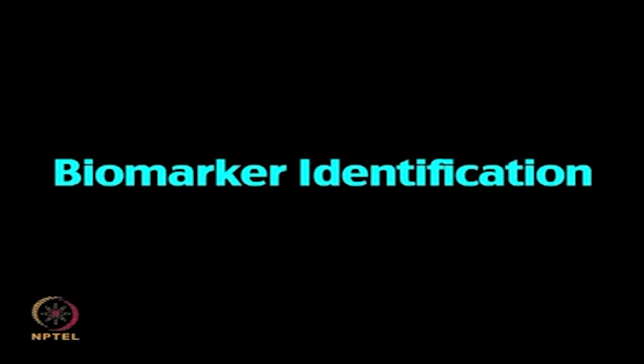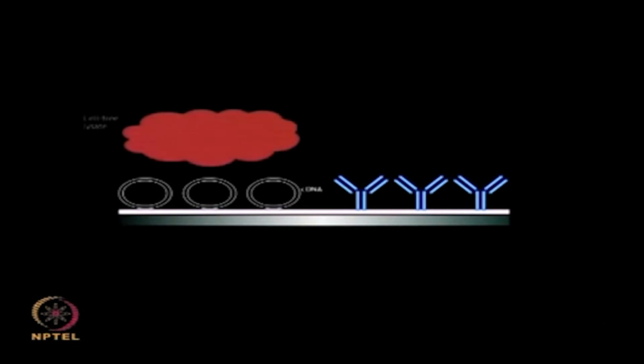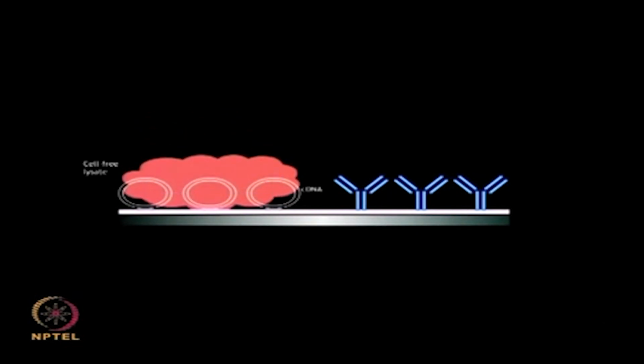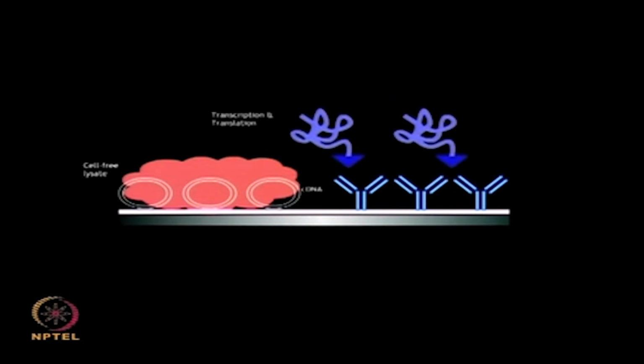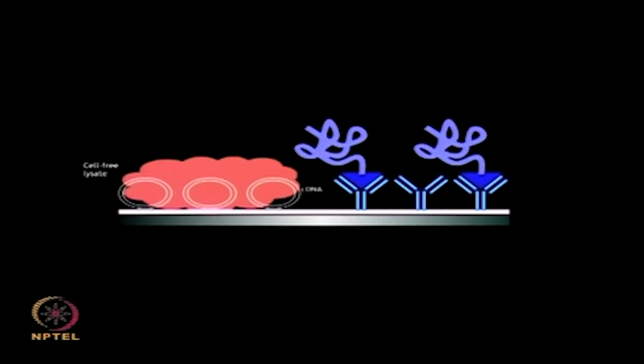Biomarker identification. In this animation, we will discuss detection of p53 autoantibodies in human serum using cell-free expression based NAPA microarrays, a study by Anderson et al. 2008. In this study, the authors generated protein microarrays based on NAPA expression.